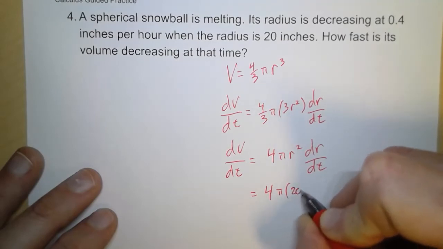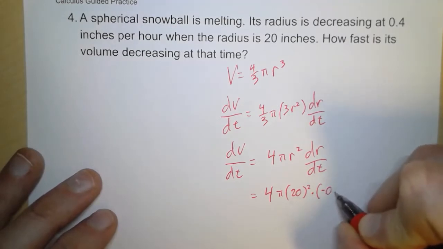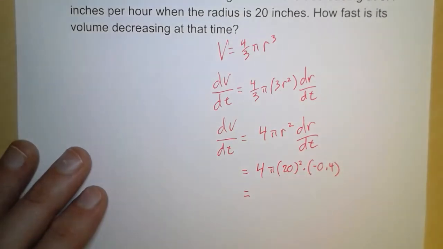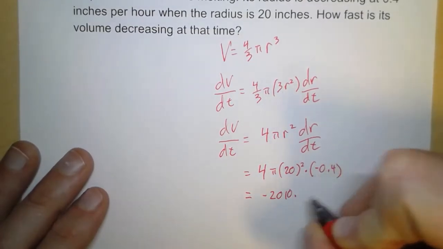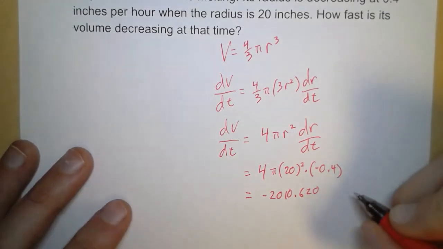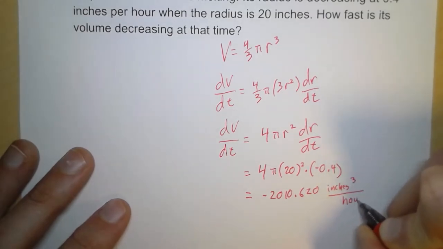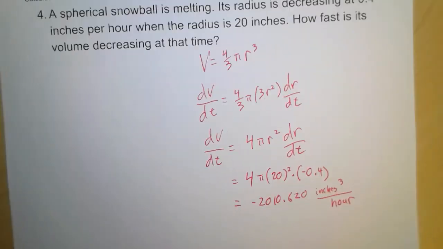Pi times 20 squared. And the radius is decreasing at 0.4 inches per hour. Remember, it's decreasing, so that means that rate is a negative. And so we'll multiply those together. So 4 pi times 400 times negative 0.4, and we get an approximate answer of negative 2010.620. And the unit here is cubic inches per hour. That is our unit for how fast the volume of this sphere is changing at that time.